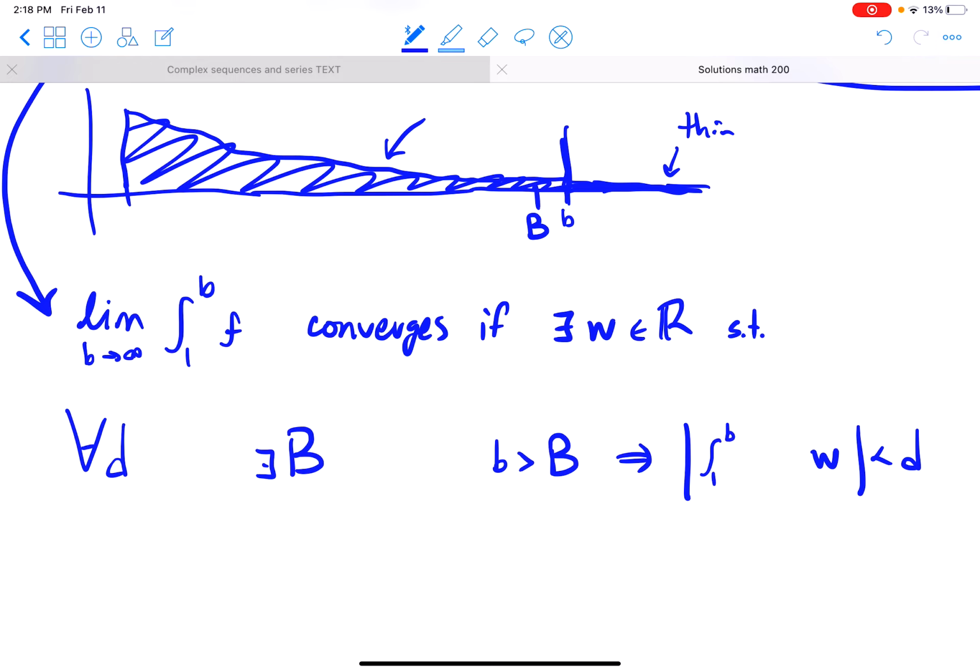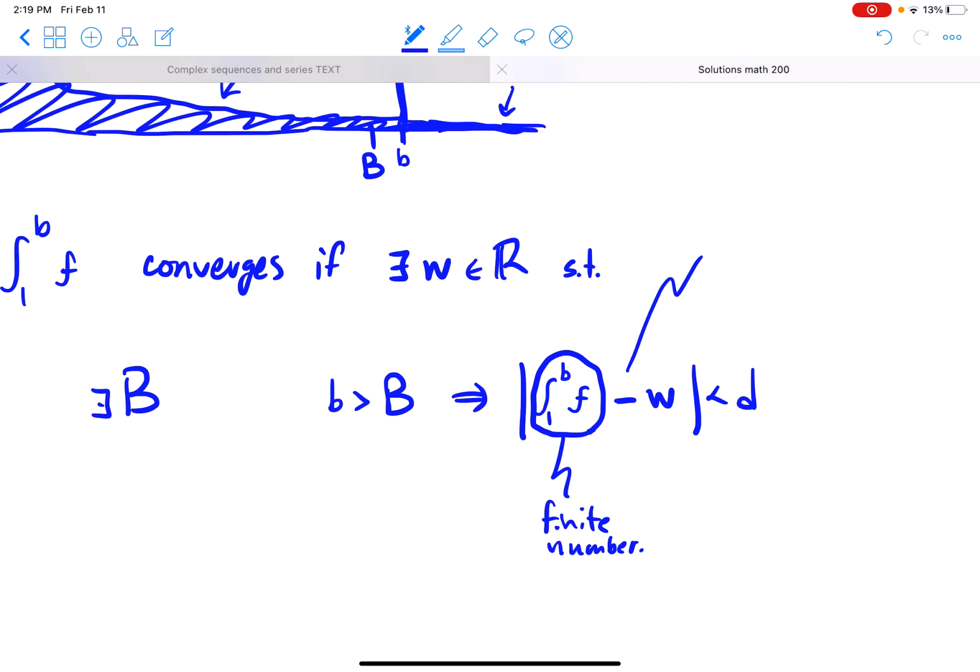And so let's fill this in. Integral from 1 to little b of f. So this is a number. This is a finite number that we supposedly know how to calculate using the fundamental theorem of calculus. Oh, and then I need subtraction. So the difference between these numbers is small.